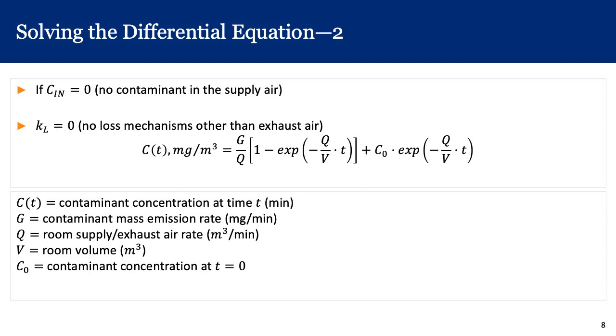And as time progresses, that exponential decay term becomes smaller and smaller, so the second term essentially becomes 0 after some time. Now let's come to the first term, which has the coefficient G over Q. So when you start off at, again, time t equal to 0, the first term, which is 1 minus exponent minus Q over V times T, that is equal to 0.